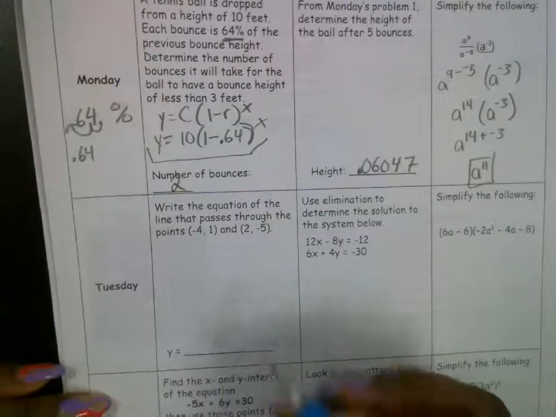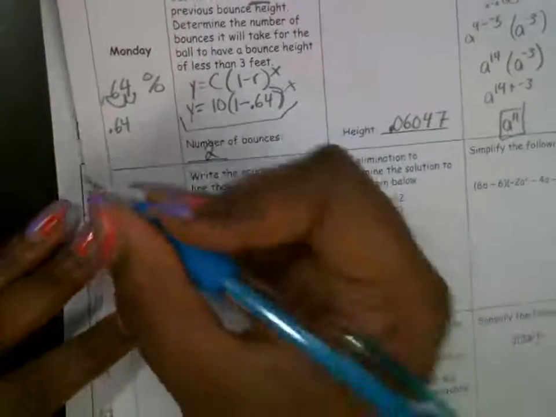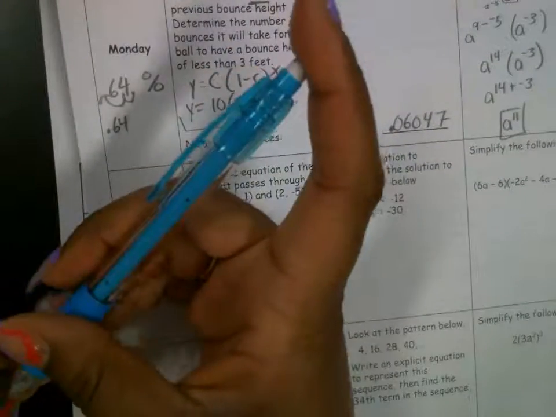Okay. Write an equation of a line that passes through these 2 points. So the first step is to find the slope.